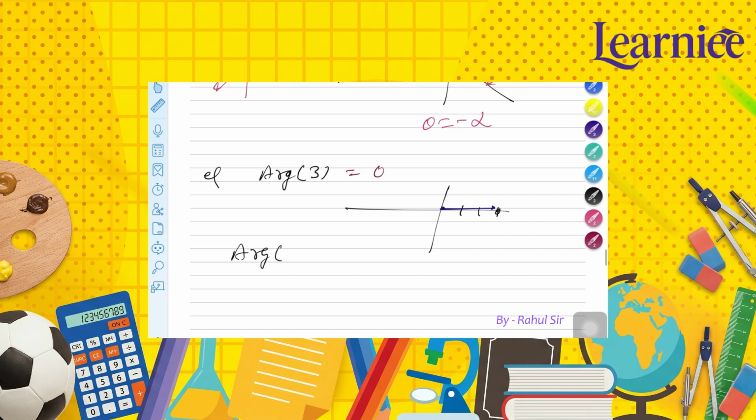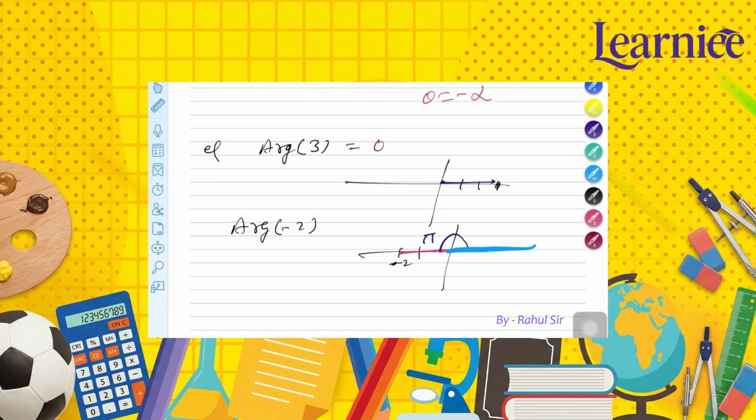Similarly, if I ask what is the argument of minus 2, minus 2 lies somewhere here. So what is the argument? The argument is this one, pi. Angle is always measured with respect to the positive direction of the x-axis in an anti-clockwise sense. If we move clockwise, it will be negative. If you move anti-clockwise, the value is positive. So minus 2 is pi. By the way, pi and minus pi are both possible.